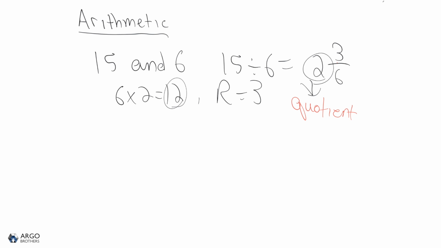Okay? And the 3 we know is a remainder, so I'll write that here, remainder. And 6 is the divisor. It's the number that we're dividing into 15. Okay, so let me give you one more example.